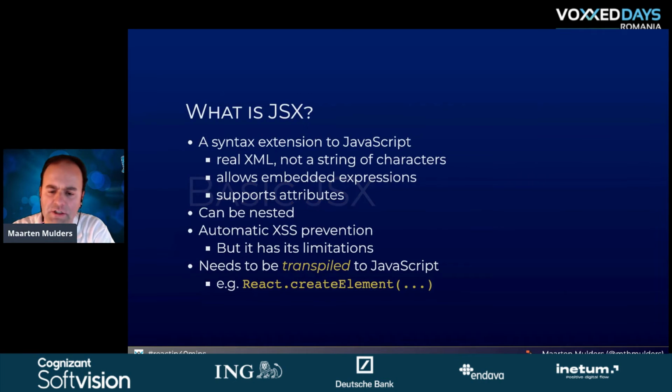What is JSX? JSX is an extension to JavaScript, which makes the syntax more powerful because it lets you write XML. And if I say XML, I mean XML. So not a string of characters, but really an XML literal value. And just as XML does, JSX allows you to use embedded expressions, attributes, and whatnot. You can nest it if you wish.